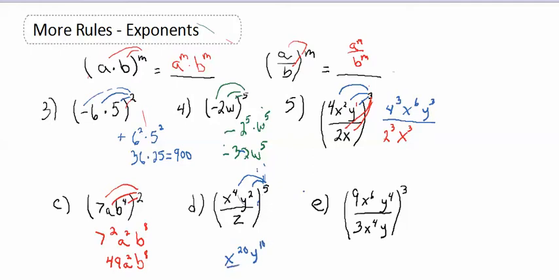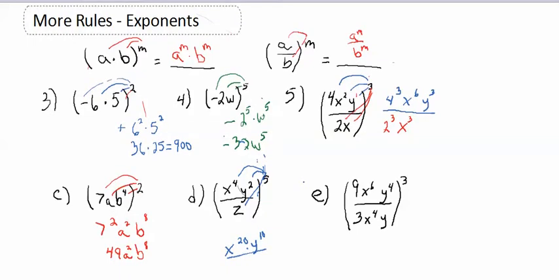And then it's going to be over, and you put 5 with the z, so z to the 5th. Okay, and we're just going to leave it like that. That's your answer. Hopefully you did well with those two.